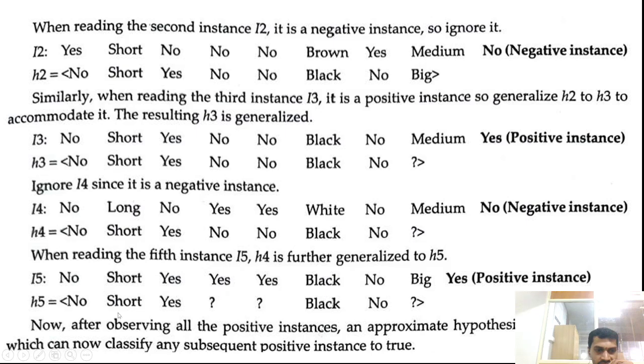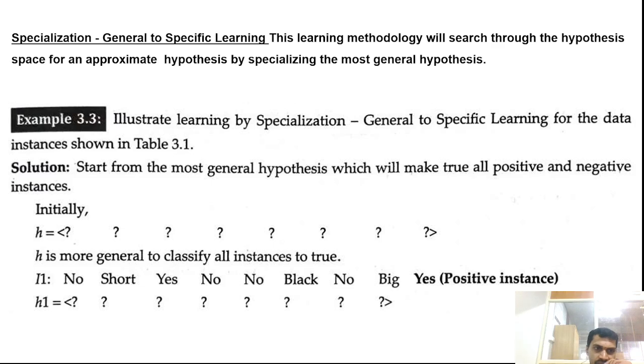So this is my final generalized hypothesis, where it will match with all the positive instances. It will subsequently classify the positive instances, it is true. Whatever value is taken by the question marks, with the remaining values no short, yes, black and no, it will classify as a positive instance, that is an elephant. So that is what generalization is.